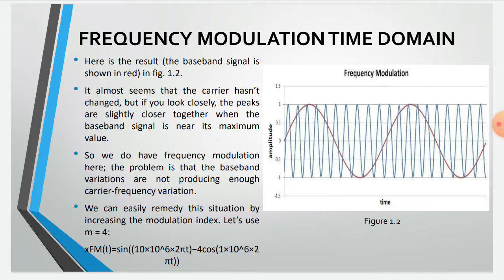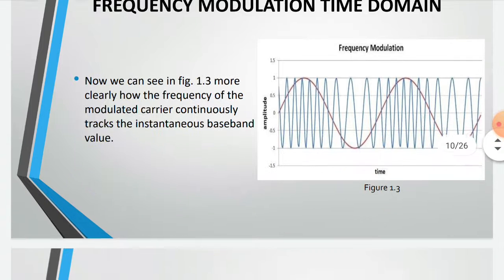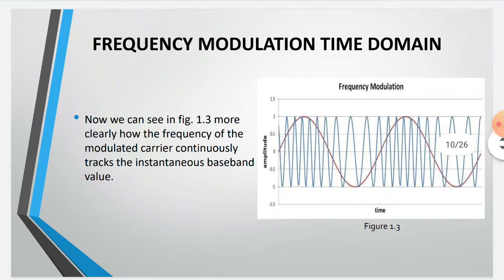to m equal to 4. X sub FM equals sine of 10 times 10 to the 6th times 2 pi t minus 4 cosine of 1 times 10 to the 6th times 2 pi t. Now, we can see in figure 1.3 more clearly how the frequency of the modulated carrier continuously tracks the instantaneous baseband value.